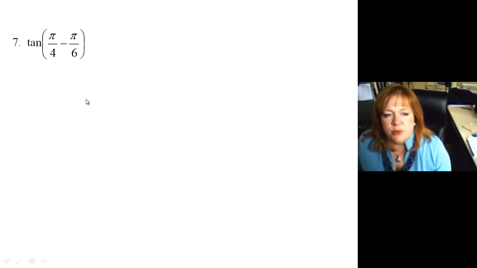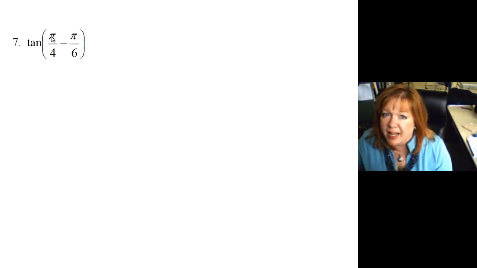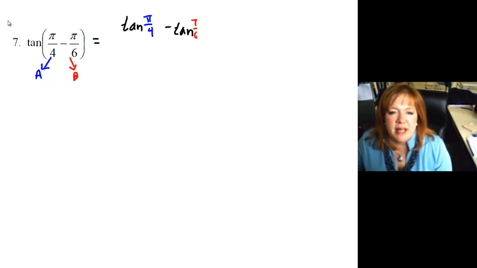Let's try this one. Now, we haven't done the tangent formula yet, but oh, it's going to involve one of your favorite things, fractions. And we're even going to have fractions within fractions. So let's go ahead and label this. We know our A is going to be pi over 4. Our B is going to be pi over 6. So we're going to plug it into that tangent formula.